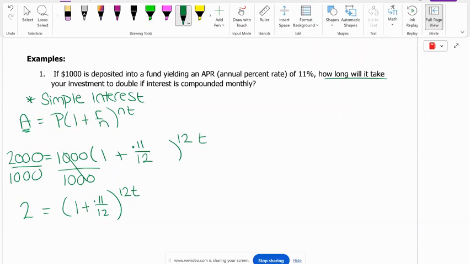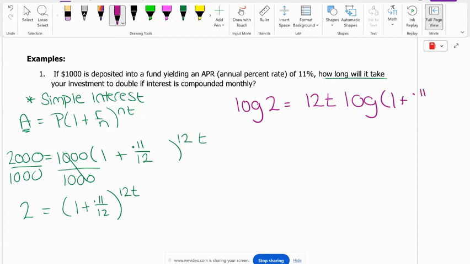Now that I've isolated as much as I can, I need to get that t out of the exponent. Who remembers how we do that in order to solve for it? Log. We're going to take the log of both sides now. So I'm going to now have log 2 is equal, I'm going to just pull that 12t in front. 12t log of 1 plus 0.11 over 12.